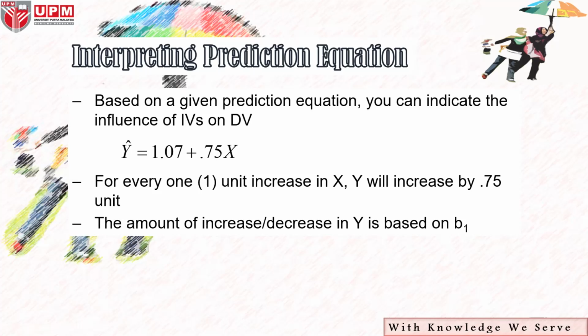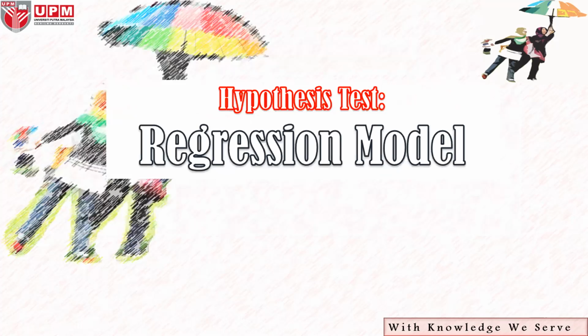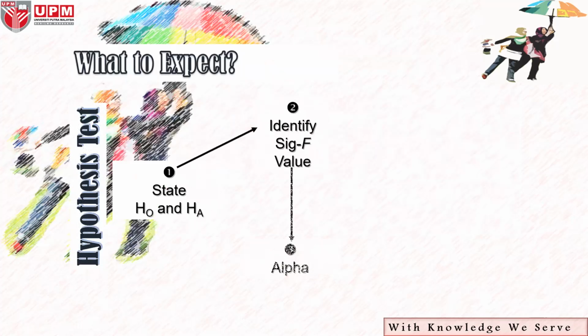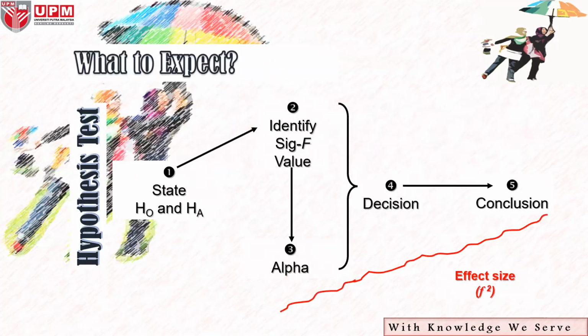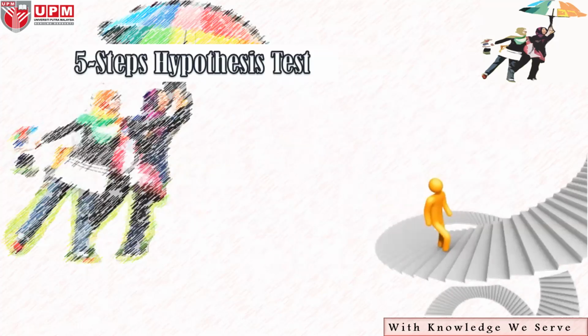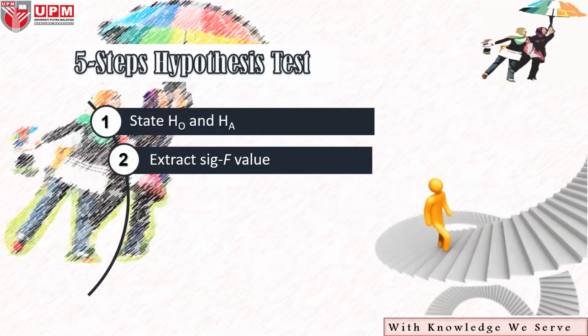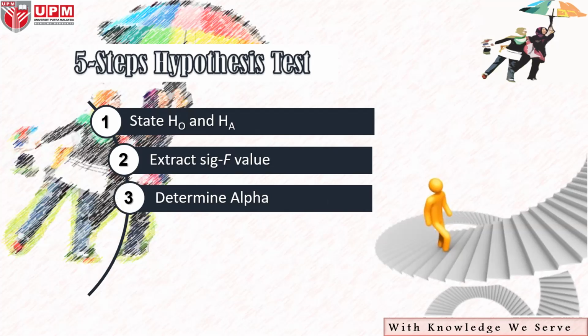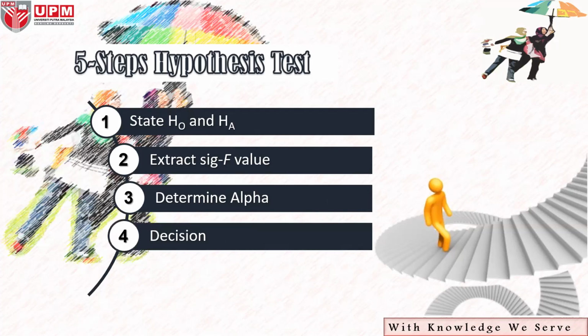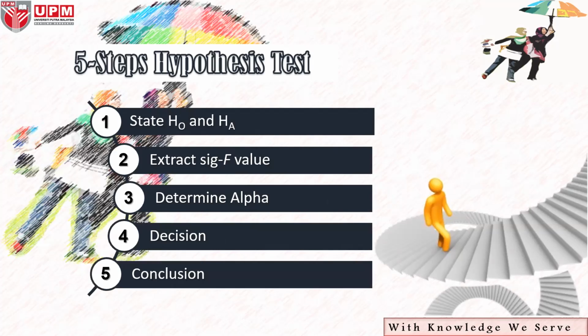The same goes for reading the finding from multiple linear regression. The amount of increase or decrease in y is based on B1. Next, for hypothesis testing, we follow the similar five steps. First, state your H naught and H A, then extract the significant F value after we run the analysis, set our alpha, make the decision, and lastly make our conclusion.